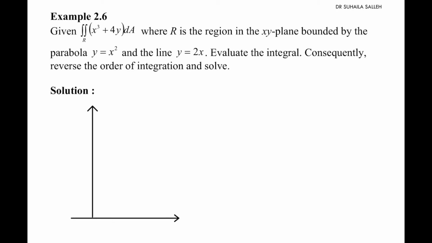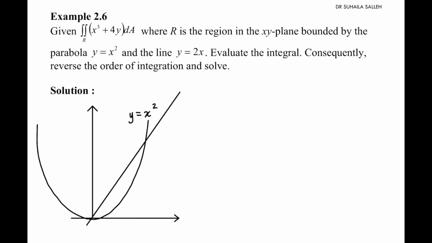So the graph is bounded by the parabola y equals x squared. The graph of y equals x squared is something like that. Let me do that again. Okay, so this is the graph of y equals x squared. And the other line is y equals 2x. The graph of y equals 2x is a straight line passing through the origin.